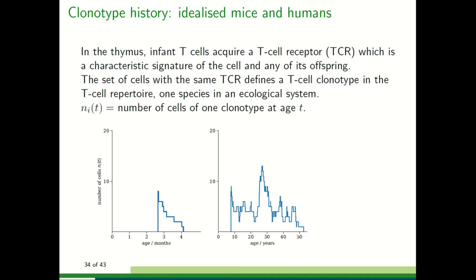Yeah, about this, I missed. How is the initial number chosen? Ah, good question. Because as we saw before, if the initial number is 1, then you're very likely to lose it right away. Well, there's a certain problem. In a mouse, yeah, exactly.